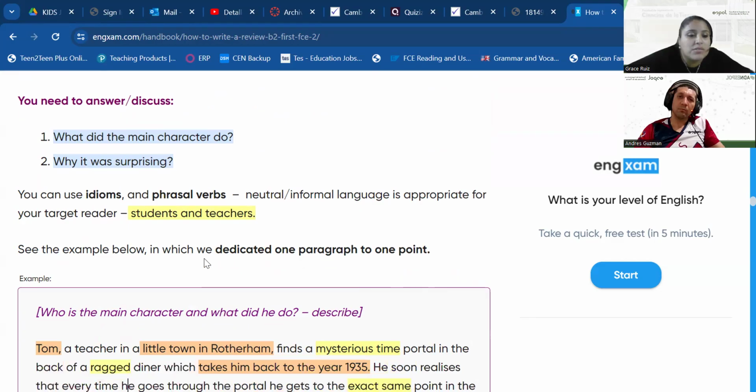Now we need to discuss. Remember, you can use idioms and phrasal verbs while remaining neutral and informal in language.